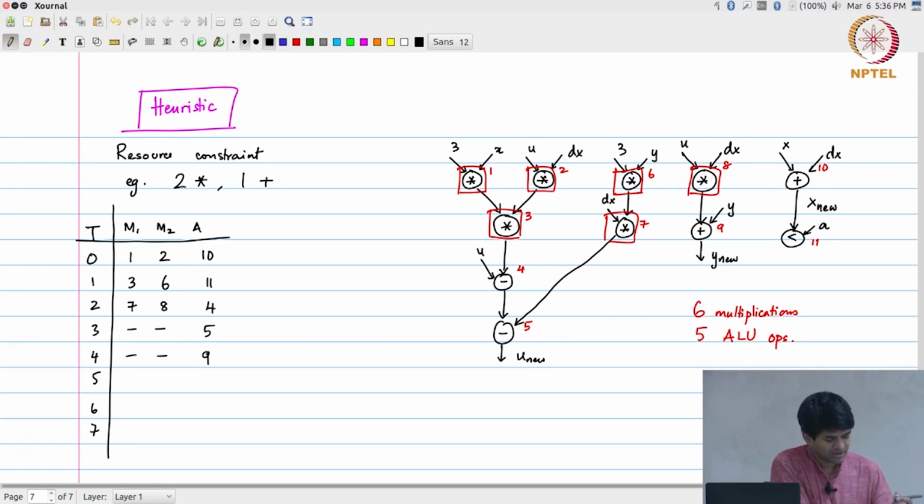Okay. Just for an example, I am going to consider another variant of this, the same 2 multiplier 1 adder resource constraint, right. So in this case we will still stick with 1 and 2 over here and 10, but now what I am going to do is do 3 and 8 instead of 3 and 6. Okay.